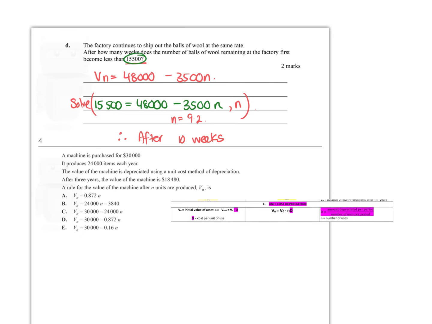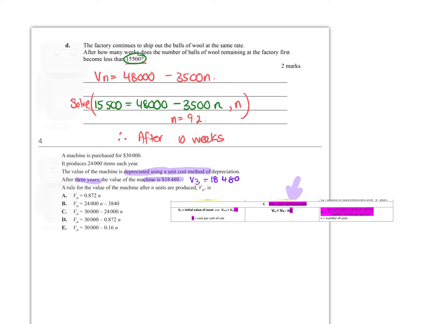A machine is purchased for 30,000. It produces 24,000 items each year. The value of the machine is depreciated using the unit cost method. So now I know it's unit cost. After 3 years, the value of the machine is this. So this was like the question before. We've got V3. They've told me a value.